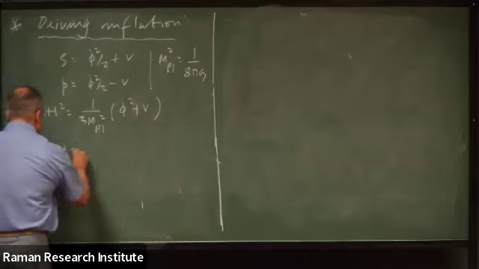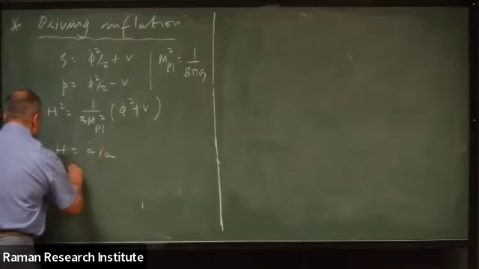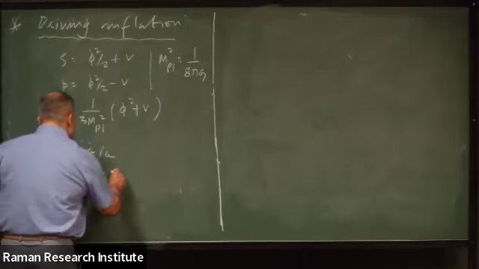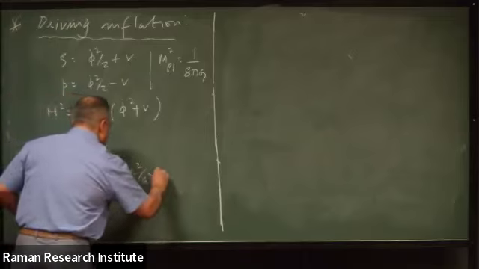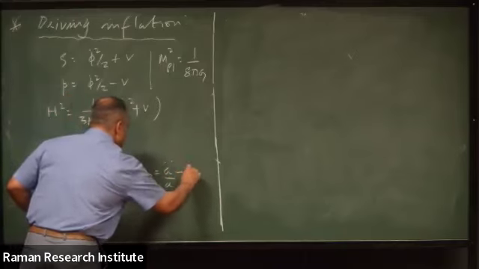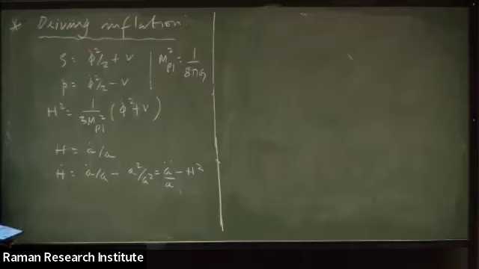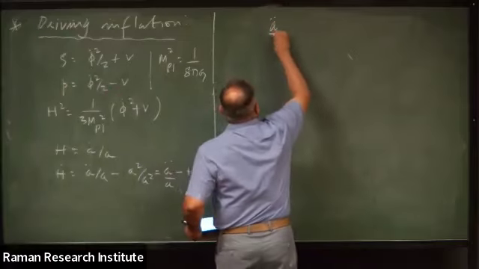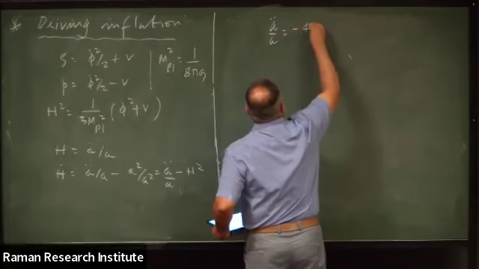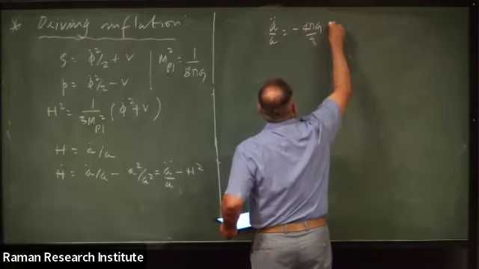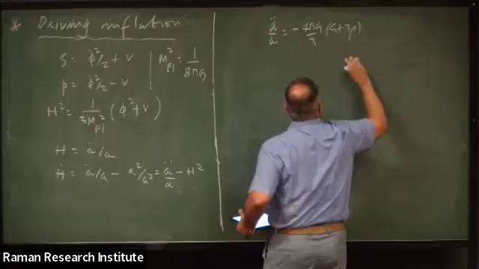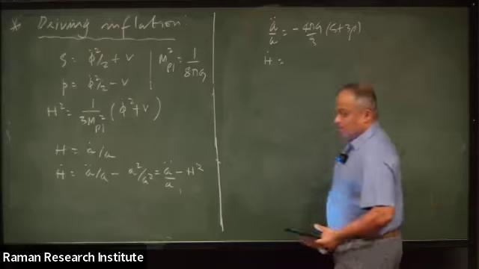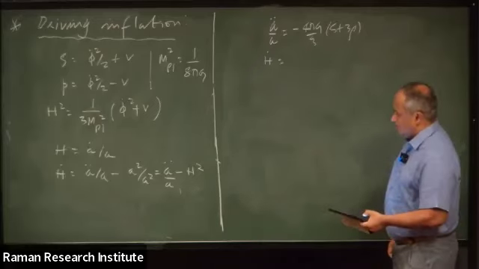So H is what? A dot by A. So what is H dot? It is A double dot by A, and then minus A dot squared by A squared, which is A double dot by A minus H squared. Now we know what A double dot by A is, right? We had A double dot by A is equal to minus 4 pi G by 3 times rho plus 3P. So I'm going to substitute that here. The reasons will become evident in a matter of minutes. Just bear with me.